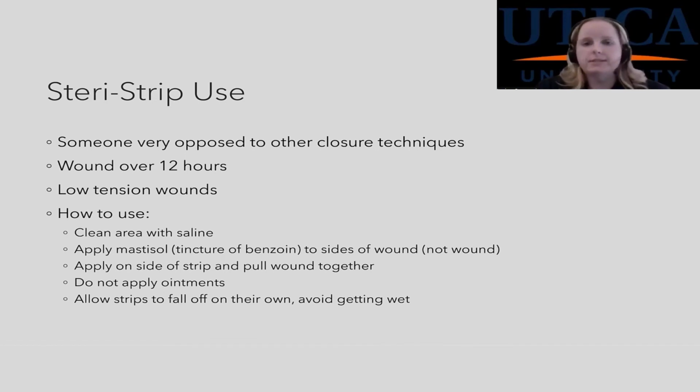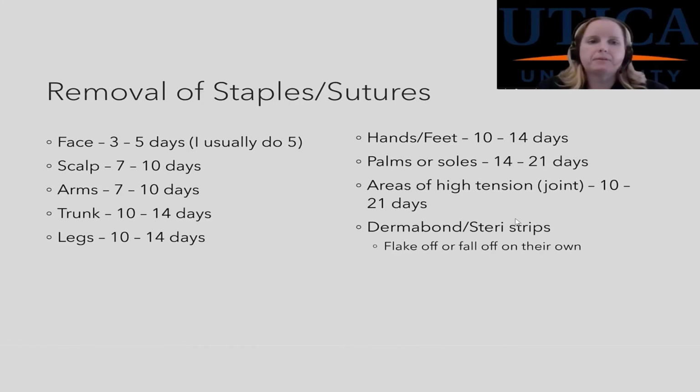It just kind of allows it to heal a little bit better. So when do you take sutures and staples out? On the face, 3 to 5 days. I usually do 5. Scalp, 7 to 10. Arms, 7 to 10. Trunk, 10 to 14. Legs, 10 to 14. Hands and feet, 10 to 14. Palms or soles, 14 to 21. Areas of high tension, like a joint, 10 to 21. Dermabond and Steri-strips, it'll flake off or fall off on its own.